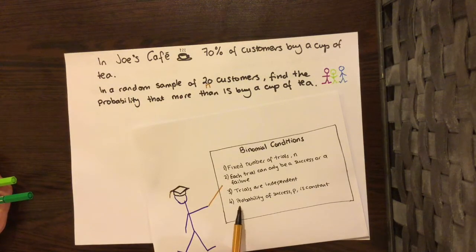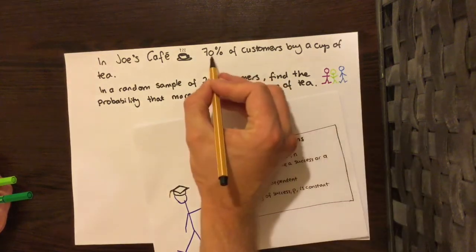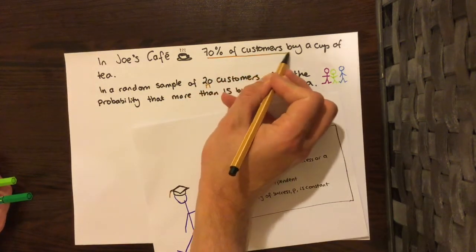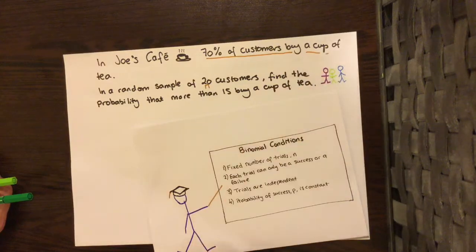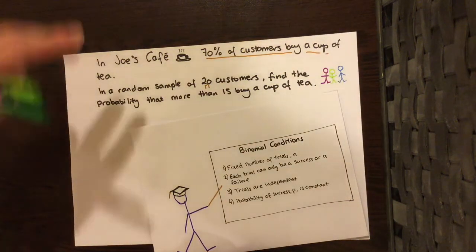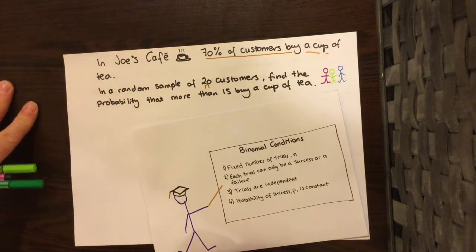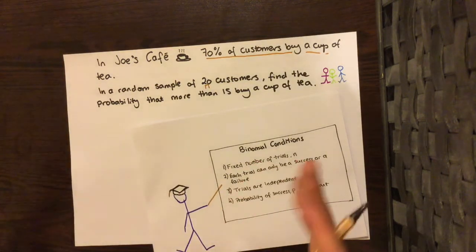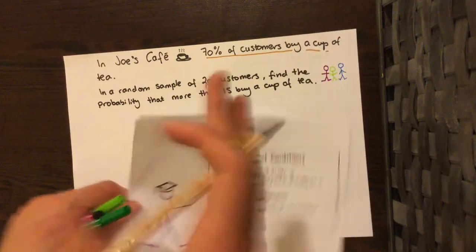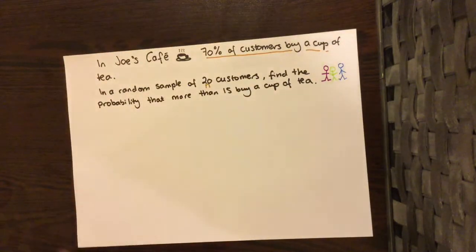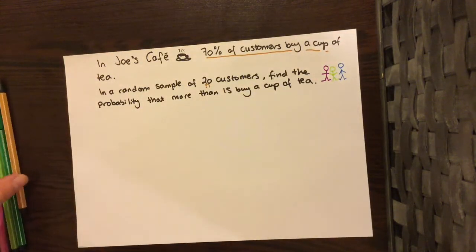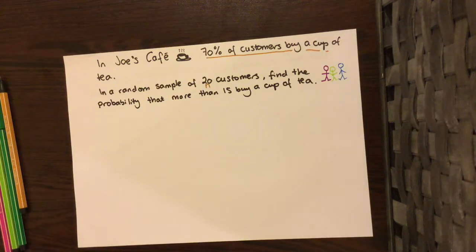And 4, the probability of success, P, is constant. Again, we find that 70% of customers buy a cup of tea. Now you might say, oh, but it depends on if it's the morning or the evening or if it's having a meal. Doesn't matter. We're assuming with a large enough sample that every person is basically the same unique, boring person. And the best ones buy tea.